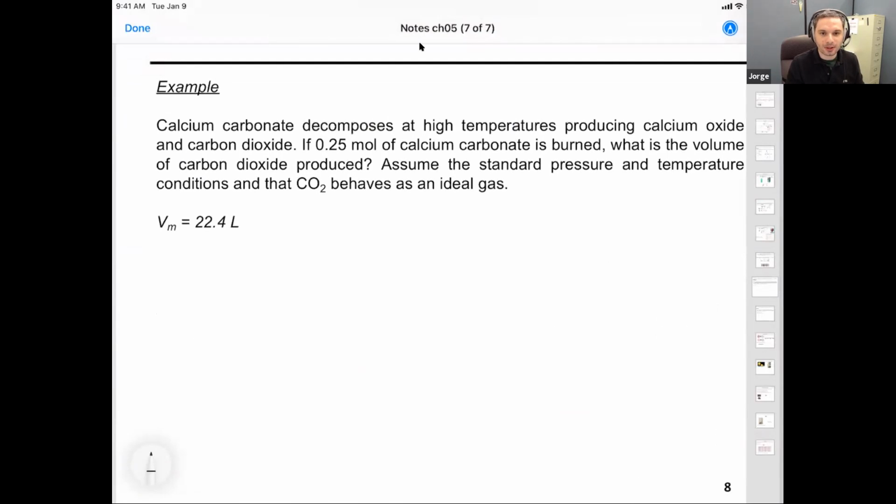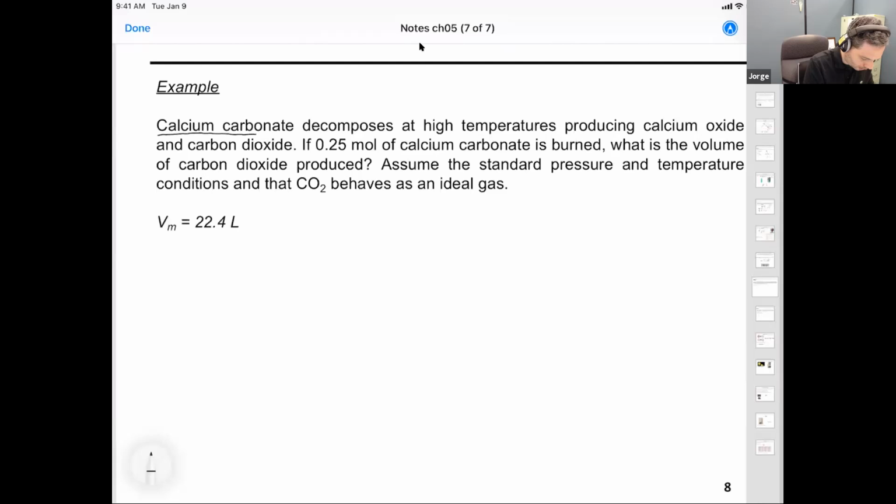Calcium carbonate decomposes at high temperatures, producing calcium oxide and carbon dioxide. If 0.25 mole of calcium carbonate is burned, what is the volume of carbon dioxide produced? Assume the standard pressure and temperature conditions and that CO2 behaves as an ideal gas. So first step here is to write the chemical equation.